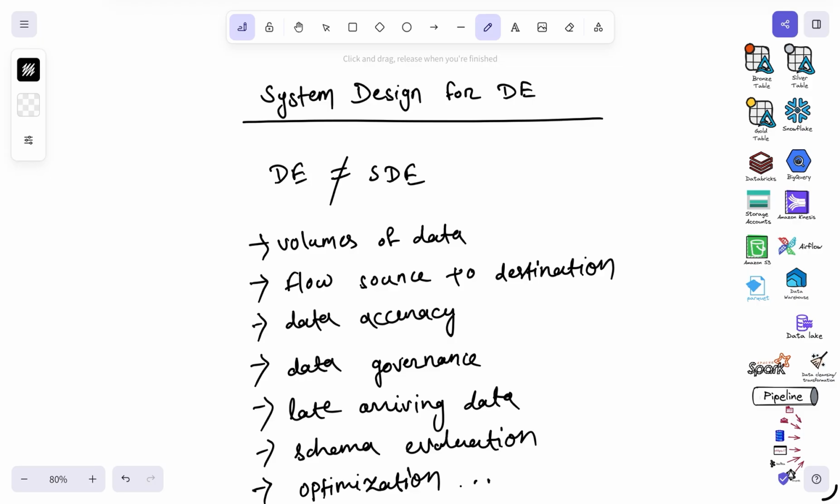In the previous video, we learned about some fundamentals of system design for data engineers, like how to approach an interview, which is like a discussion between two persons. And in today's video, we will learn about some different steps to approach a given problem. Like if you are given a use case, then how will you approach that problem?